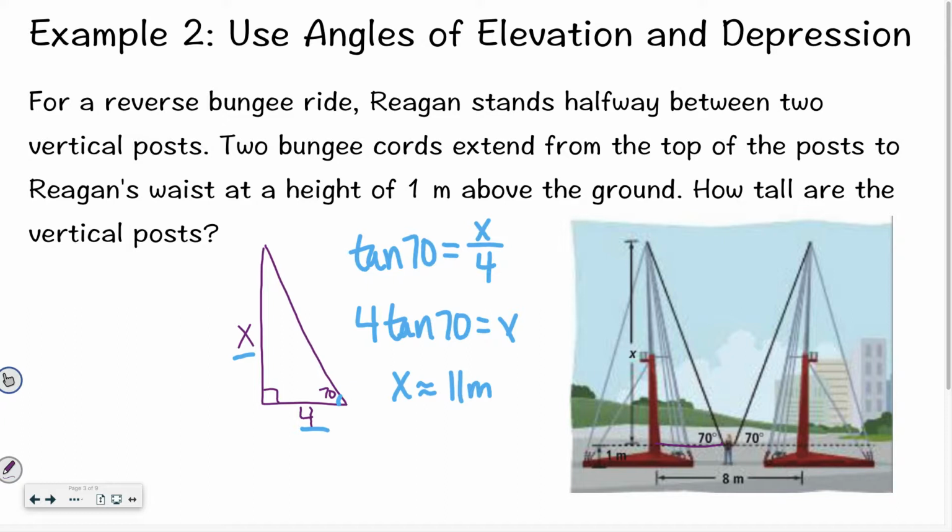But I'm not quite done, because if I look at this picture, or even the information, we know that the triangle is elevated 1 meter above the ground. So if this is 11, we still have to add this bottom portion. We have to add that 1, so I know that the post is about 12 meters tall.